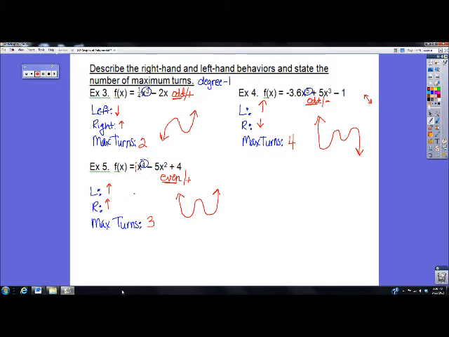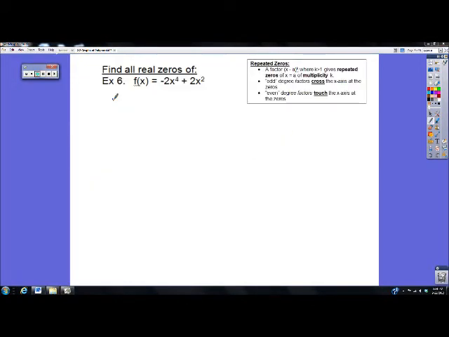So now for our final 3 examples, we're going to take all this information and put it all together, taking some stuff that we did last year from Algebra 2. We actually did some of these in Algebra 2 last year, so hopefully this will just be a review for you. Okay, so on number 6, we're going to find all the real zeros of f of x equals negative 2x to the fourth plus 2x squared.